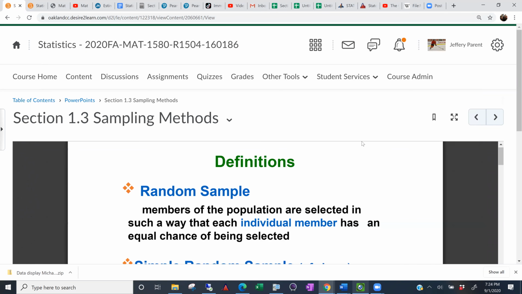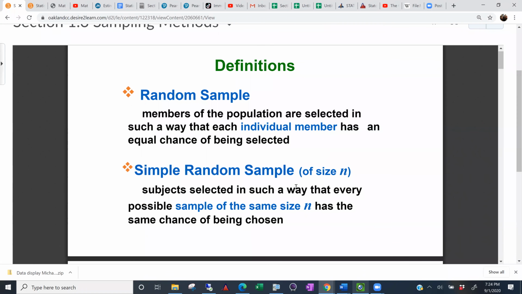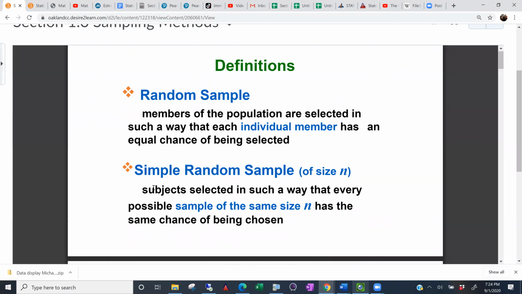Now, the first thing I want to do is draw a distinction between types of samples. A simple random sample is ideal. It's what's required of a lot of the tests that we use in this course. A simple random sample is selected in such a way that if you were taking a sample of size 10, every group of size 10 could be pulled.